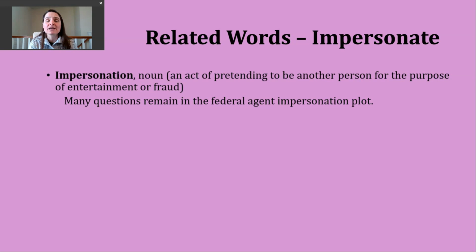An example of this noun in a sentence might be, many questions remain in the federal agent impersonation plot. Perhaps you saw this headline in the last couple of weeks. There were two people pretending to be Secret Service agents for the First Lady of the United States. So, again, they were pretending, they weren't really. I think they had gotten free apartments, like free rent, maybe free cell phones, and some other things as they continued acting or pretending to be a part of the First Lady's security team.